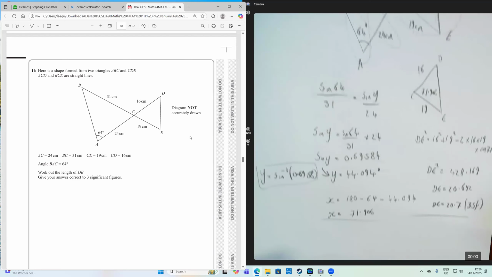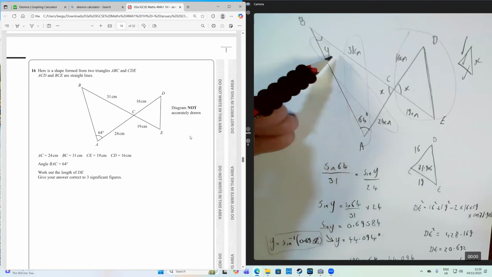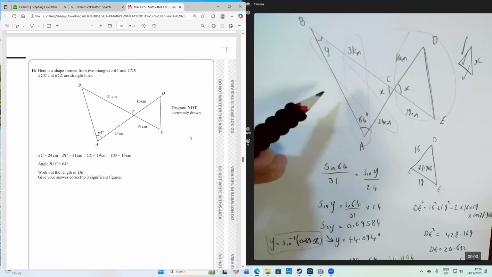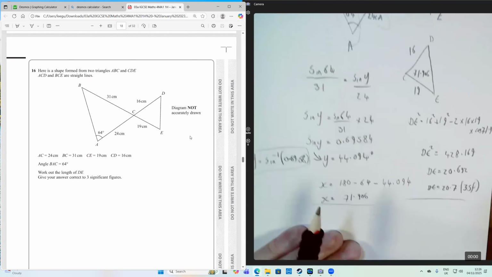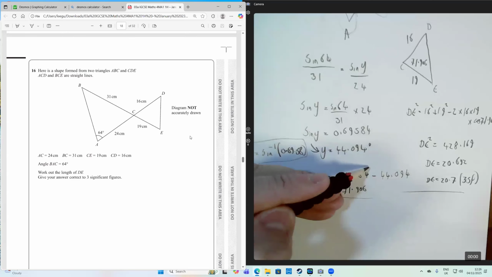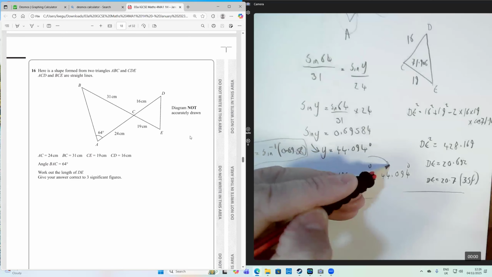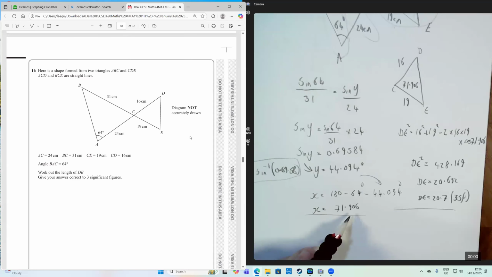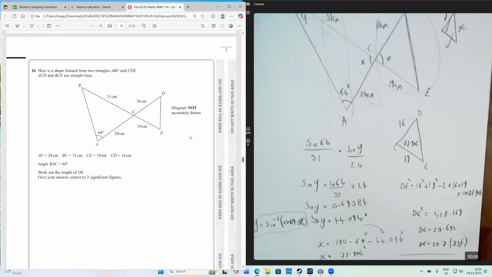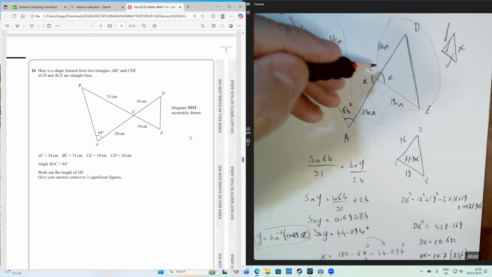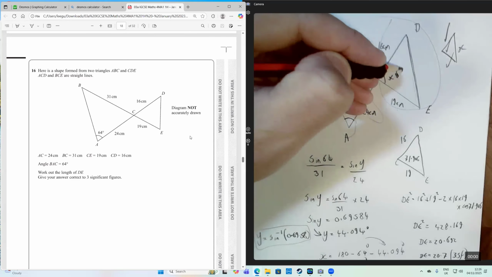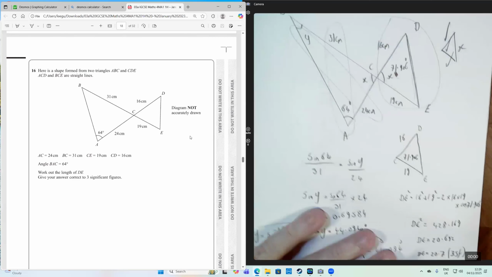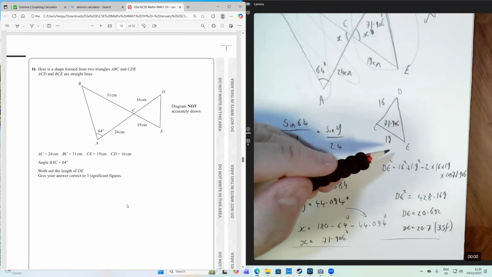Perfect. Again, we're now going to use the fact that the angles in a triangle add to make 180. So in other words, 180 take away 64 take away y is going to give us x. So 180 take away 64 take away the y that we've just found is going to give us our x, which is 71.906 degrees. So now we can come back to the second triangle, and this one here is our 71.906 degrees. So we can now use the cosine rule in order to finish this question off.